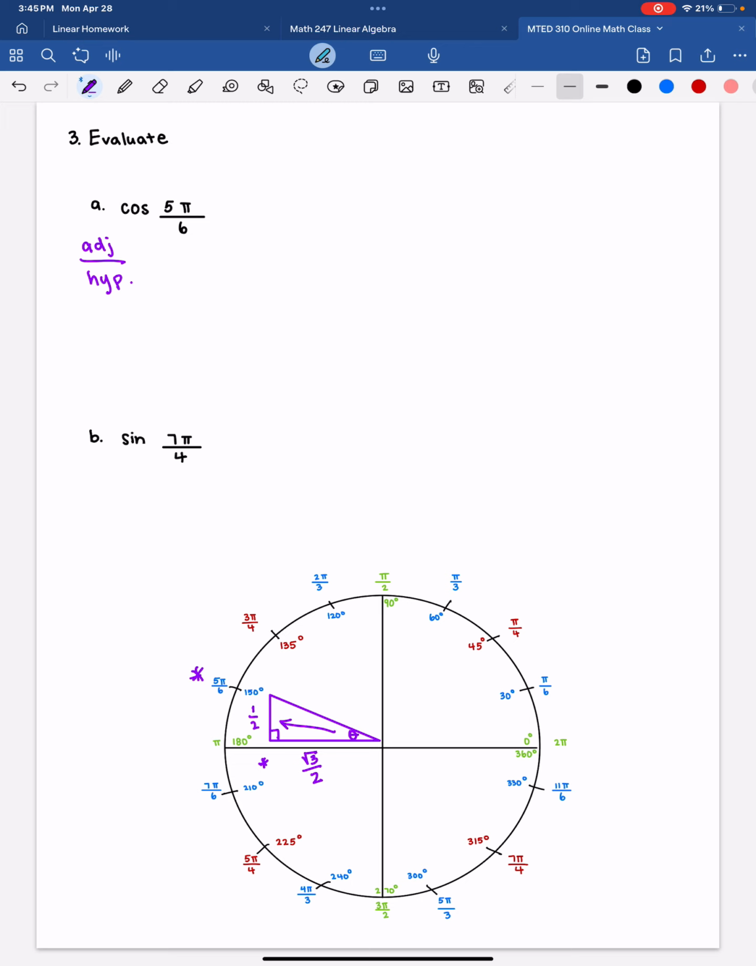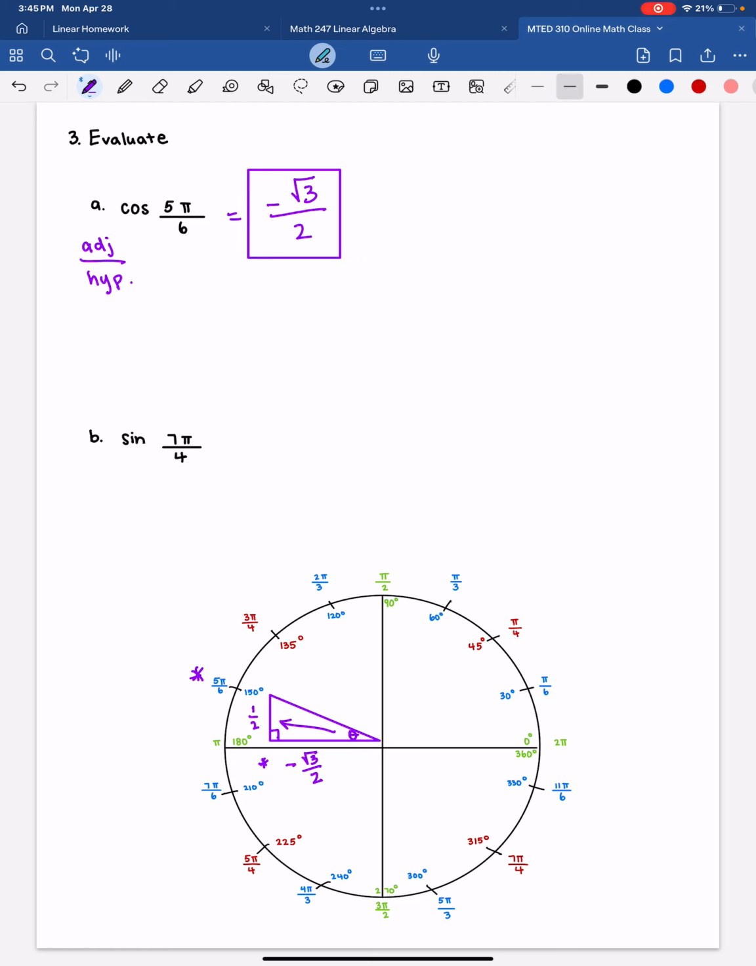So that was where we would need it. And because the square root 3 over 2 is on the left hand side in the negative direction, it will actually be negative square root 3 over 2, which is our answer because we're looking for the adjacent value for cosine. So that means our answer is negative square root 3 all over 2.